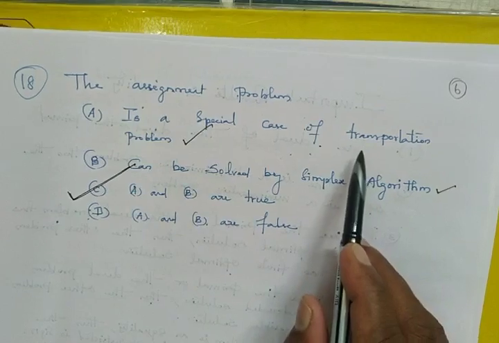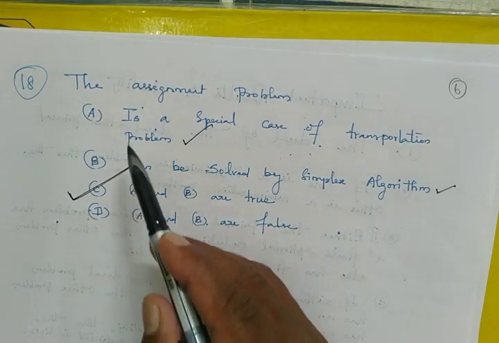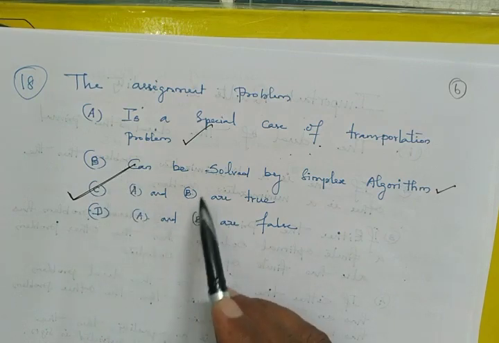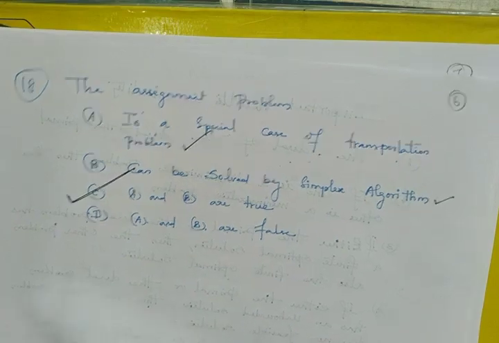Assignment is a special case of transportation, and also it can be solved by the simplex algorithm. And they gave that option C is A and B are true, so that you can accept that A and B are true. Therefore, option C is the right answer to the given problem.